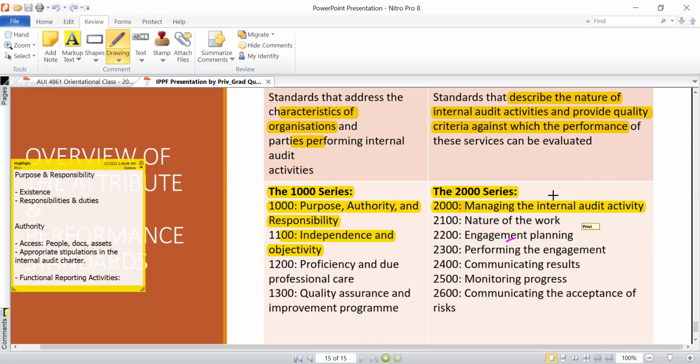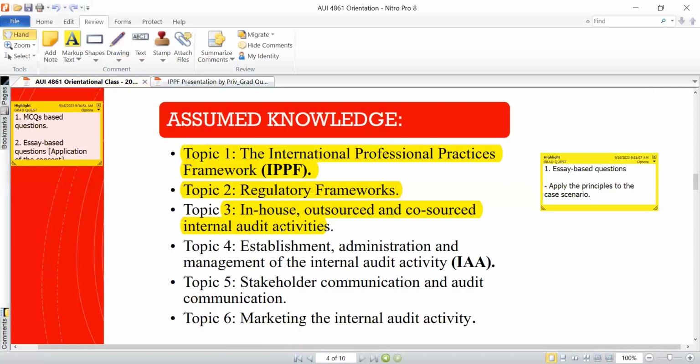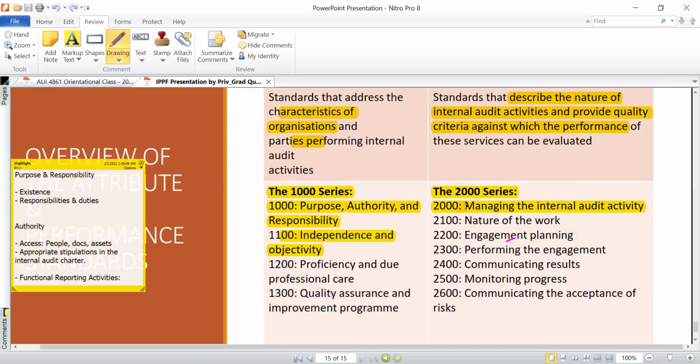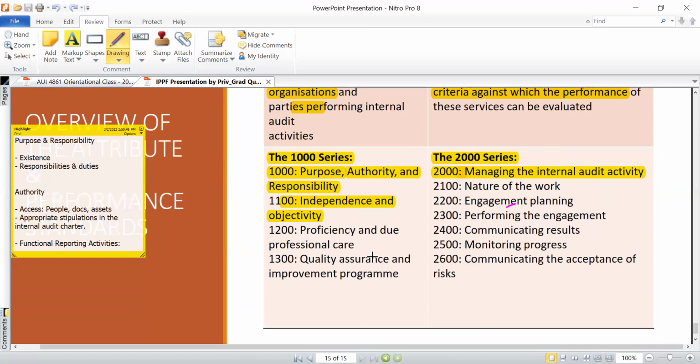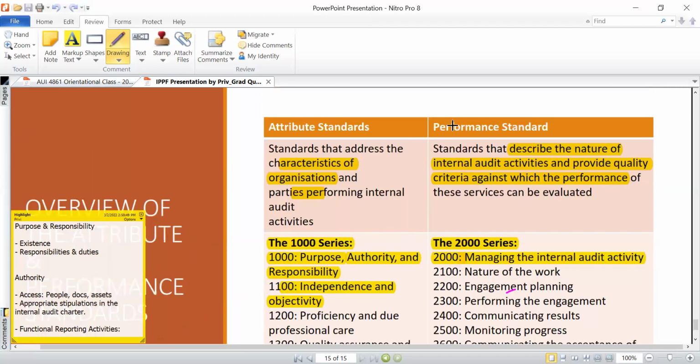Managing the internal audit activity tallies with the topic that you'll be dealing with, Topic 4: establishing, administrating, and managing the internal audit activity. So when you come to Topic 4, there's going to be a lot about Standard 2000 that you'll be taking from that. But this was introduced to you at AUI 3704 level. So in our next session, which will be lecture 2, I'll be giving a detailed discussion about the IPPF standards, and we'll also look at some practical examples and practical questions.